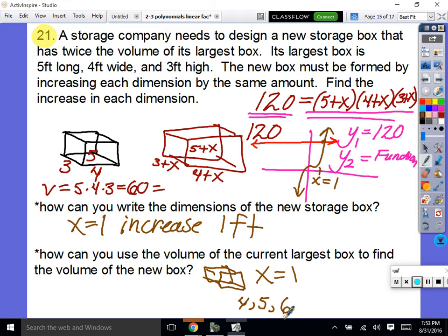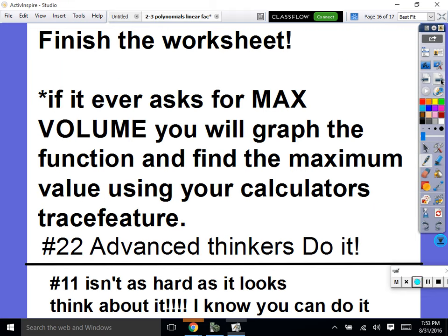Sweet! The rest of the time is yours to ask for help, whatnot. Number 22 is for advanced thinkers, so it is not a requirement. However, we do have some advanced thinkers in here, so do it. The rest is homework. You have time in class to work, so.